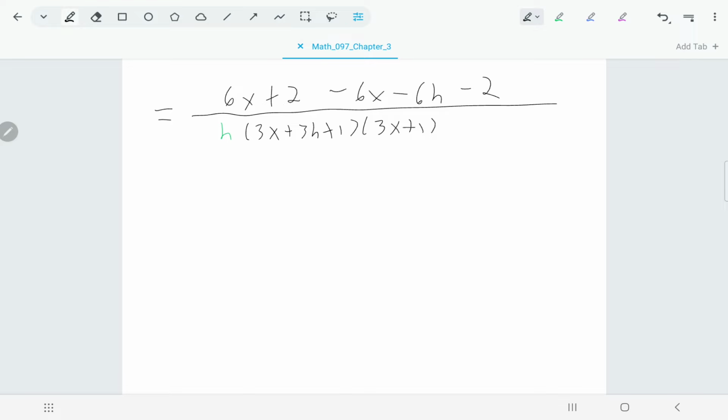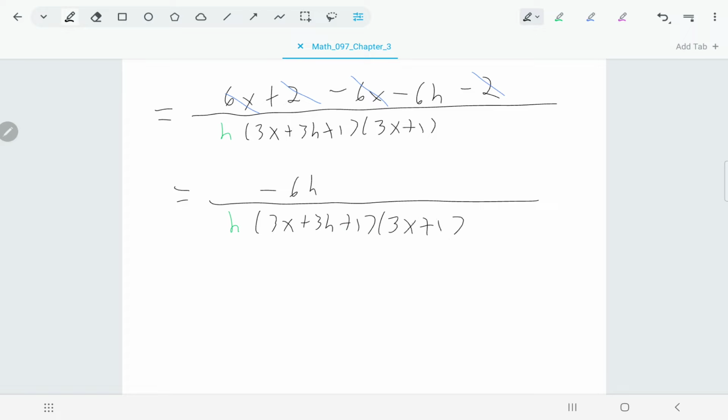And now we're almost finished because we can see here in the numerator that the 6x and the minus 6x will cancel. The 2 and the minus 2 will cancel. So what are we going to be left with? Well, we'll just have minus 6h on the top, and on the bottom, h times 3x plus 3h plus 1 times 3x plus 1.